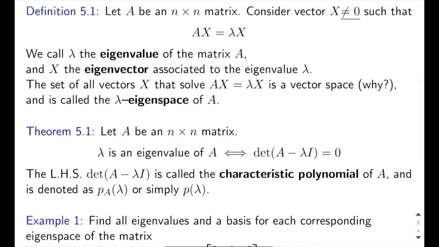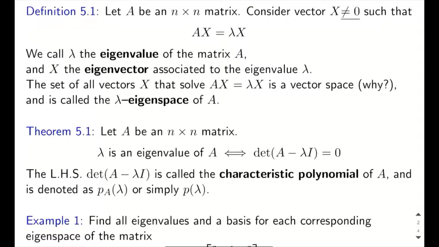Let's consider an n by n matrix A. A non-zero vector x is said to be an eigenvector associated to the eigenvalue lambda if A times x equals lambda x. The lambda, the scalar here, is called the eigenvalue. And the vector x associated to this lambda is called the eigenvector.